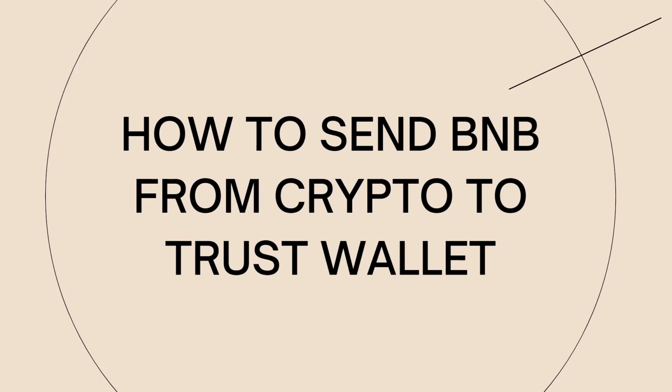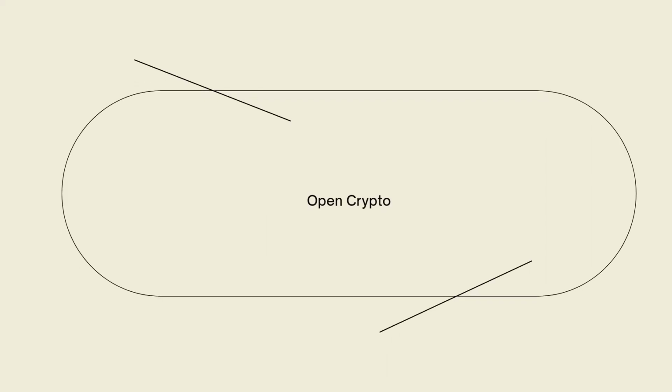First of all, what you need to do is open crypto.com. Launch the crypto.com app or visit the website and log into your account. Now, navigate to the withdrawal page. Find and click on the withdraw or send button. The location of this button may vary depending on the crypto platform you are using.